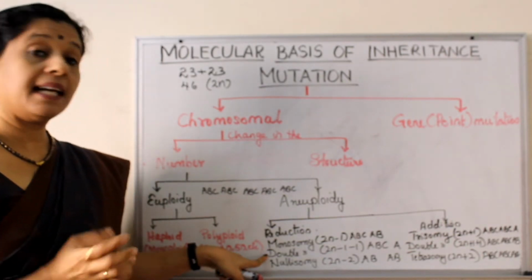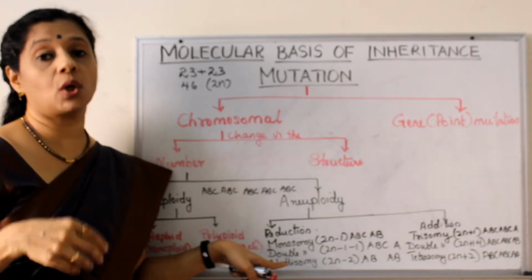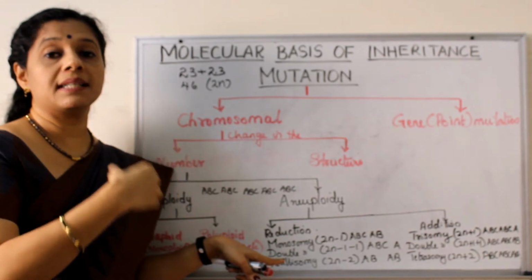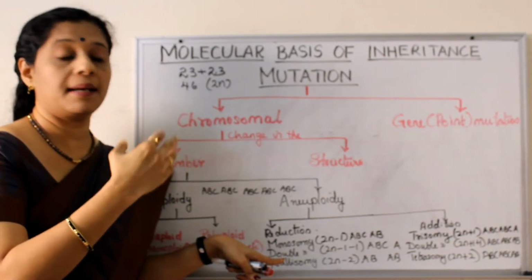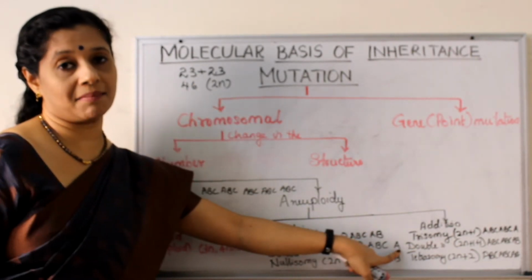Then next is double monosomy. Here 2 chromosomes are missing from the total. 2 different types, like A, B, C, 3 different chromosomes. But next type, its homologous pairs are missing for B and C. So A, B, C, A only. B and C, their homologous pairs are missing.